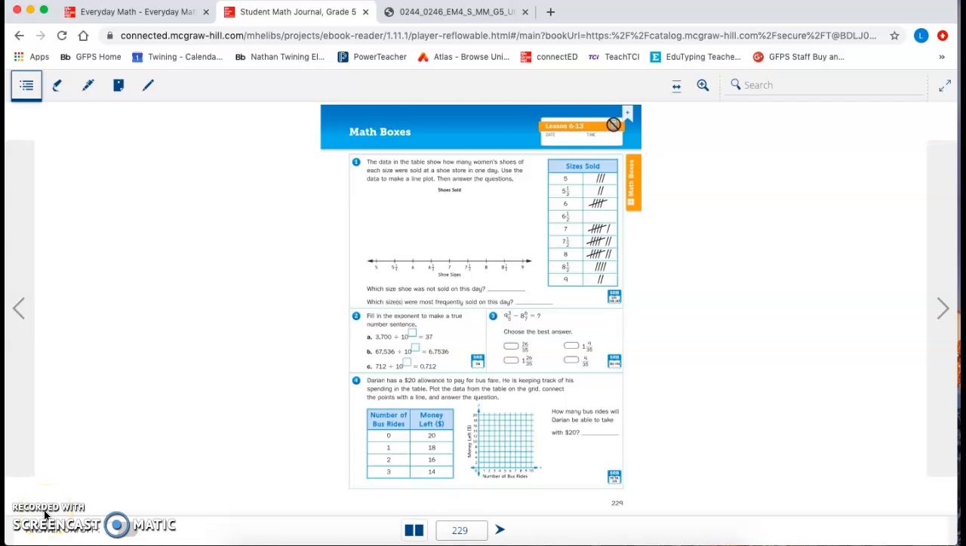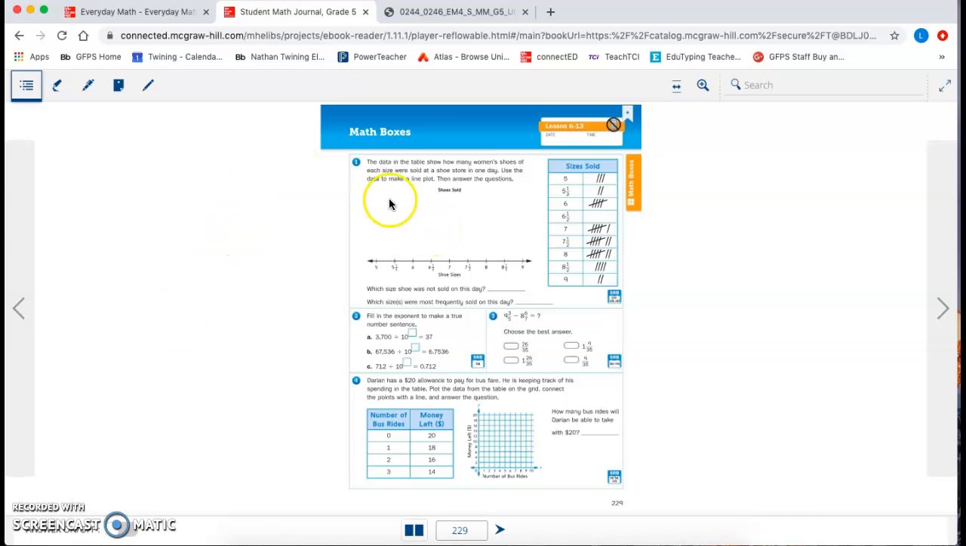Good morning, fifth grade. We're going to take a look at lesson 613. The first thing that it has are math boxes on page 229. This and the home link are the only two things you have to do. The other two pages, which I'll show you how to do, are optional if you'd like to do them.